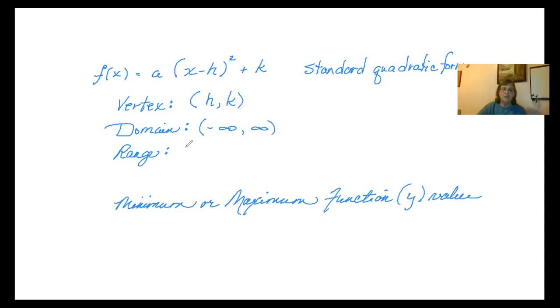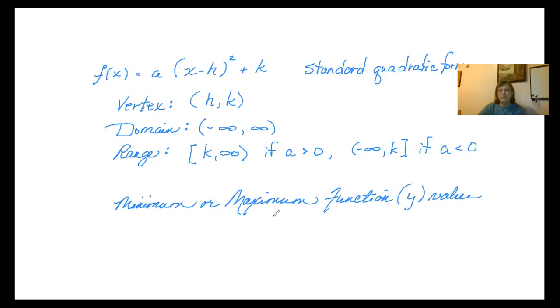The range is either from k to infinity, and you would include k, so put a bracket there, if a is greater than 0, or it's negative infinity to k inclusive if a is less than 0.